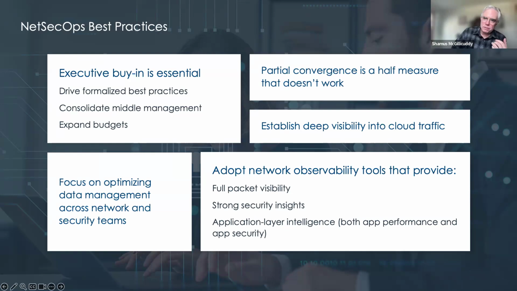also associated with success. And then finally, people who told us that they have network observability tools that can provide full packet visibility into network traffic traversing your network, strong security insights from those network observability tools, and application layer intelligence, both in terms of application performance and application security, were better capable of supporting this collaboration. So those are the best practices we saw in the research.